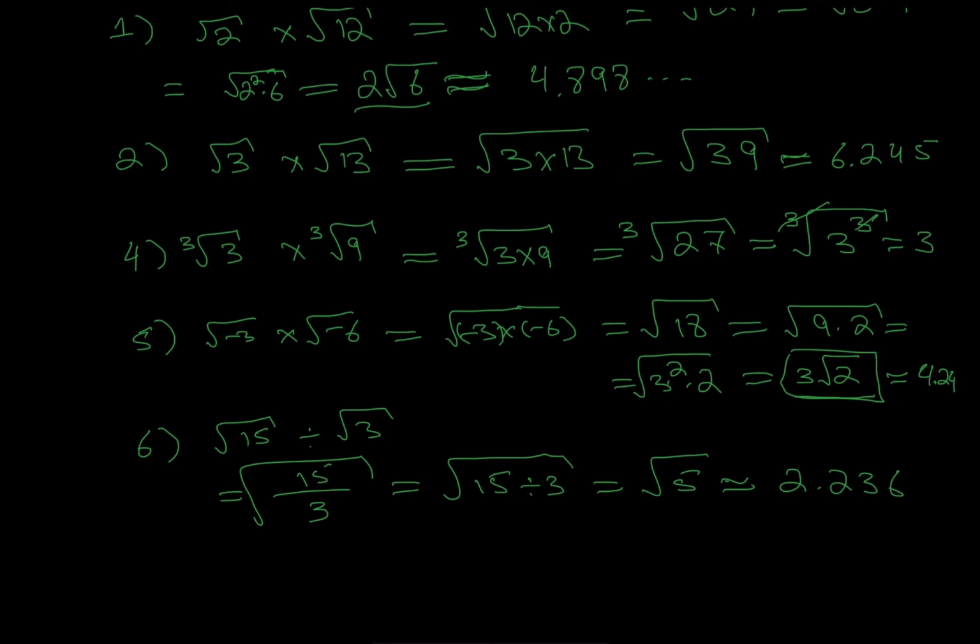So that is how that works. We share the same index number. We will put them under the same index number and do the arithmetic operation on there. So 15 divided by 3 is 5. Either way, 15 over 3 or 15 divided by 3 is 5. The square root of 5 will give you 2.236.